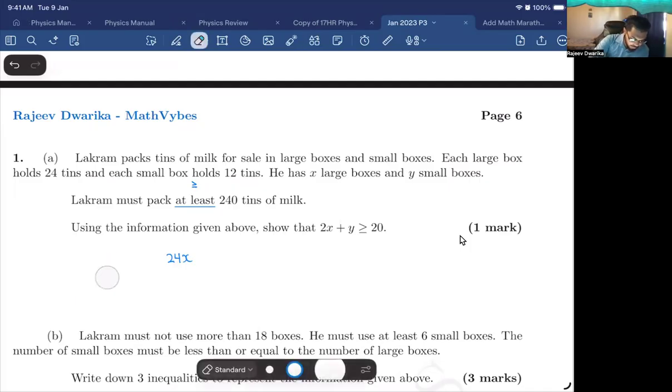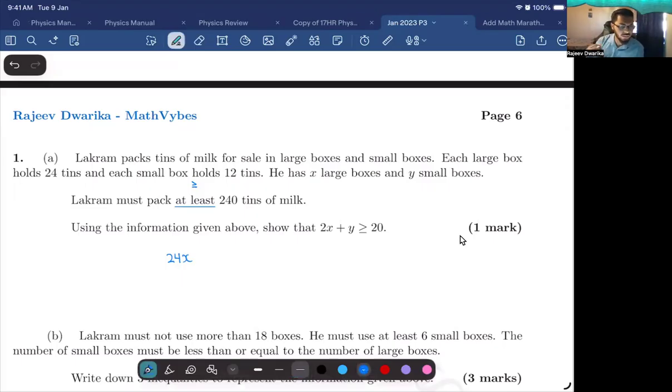Now, are large boxes the only type of boxes I have? No, sir. We also have small boxes. And how much does a small box hold? 12 tins. If I had 2 small boxes, how many tins of milk would I have? You would multiply the 12 by the 2. Exactly. If I had 9 small boxes, how would I figure out the amount of tins? I multiply 12 by 9. So if I have y small boxes, wouldn't that just be 12 by y? Let me know if you understand that.